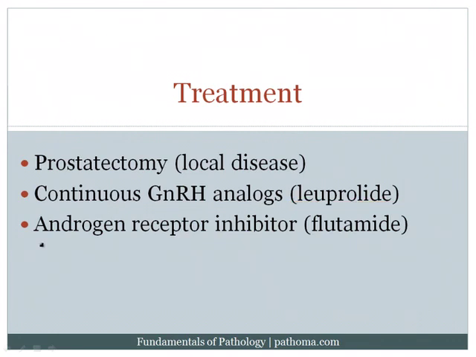In addition, we can use androgen receptor inhibitors such as flutamide, and again the notion here is that prostate cancer is dependent on androgens in order to grow and thrive. And that concludes both the section and this chapter.